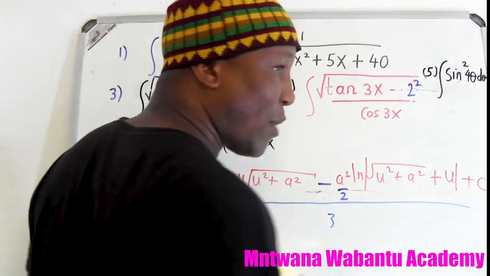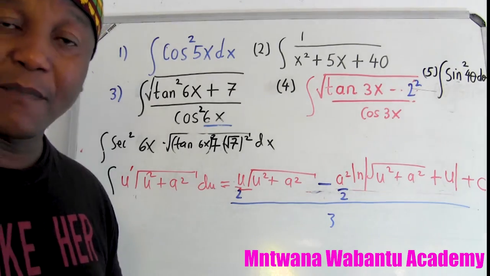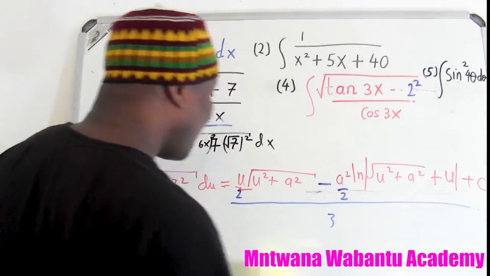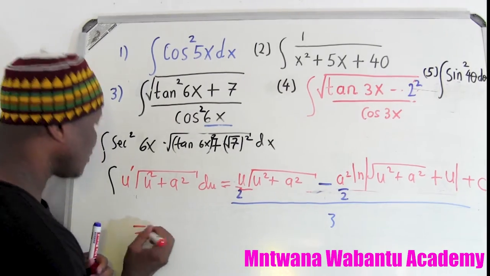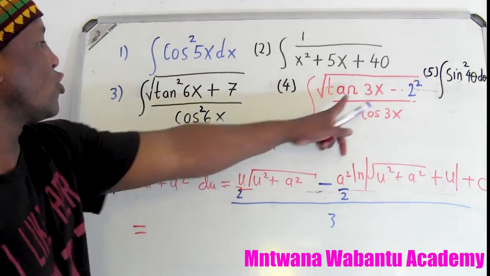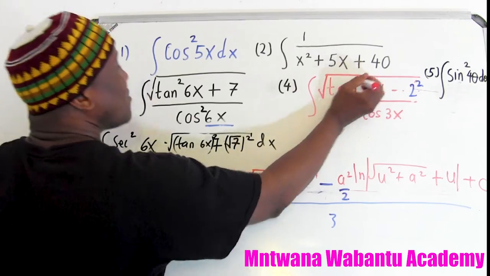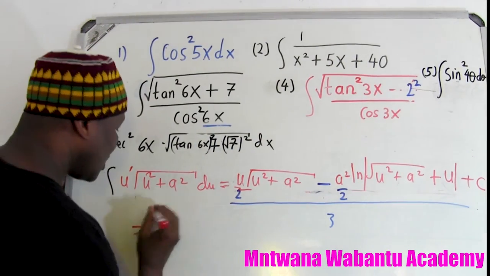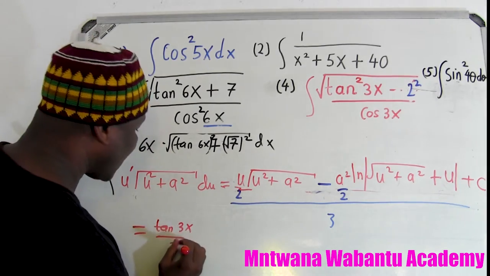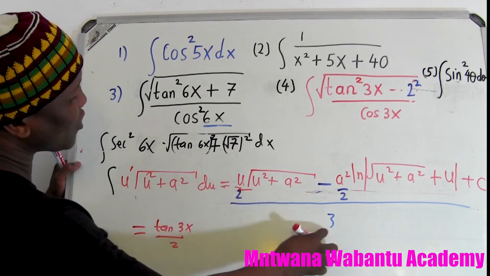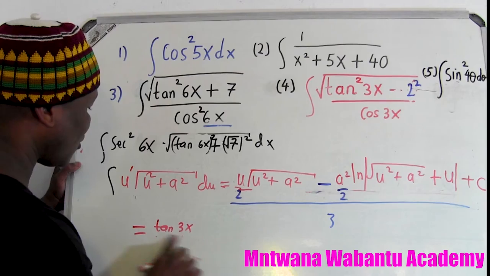Means I can say divide for both of them, divide by 6. So I can say all of them divide by 6. Okay, I can just leave it like that. So we say this equal to u. What is that u for this case? u equal to tan 3x. And don't forget, this must be squared there. My apologies. So this is going to be tan 3x over 2. But we all know, because this 6 and this 6, I don't have to write 2.